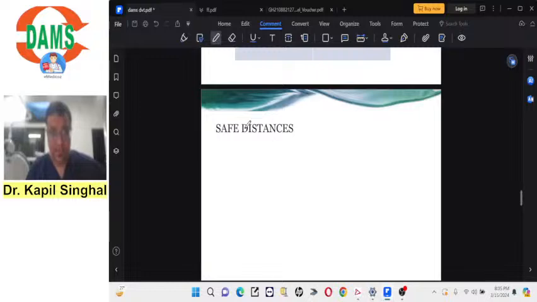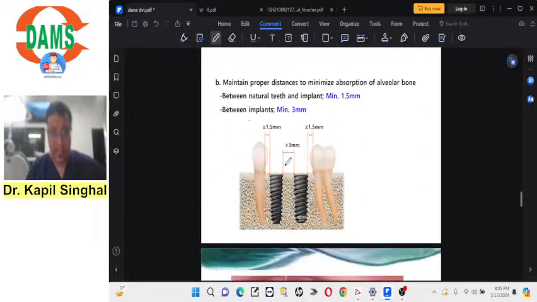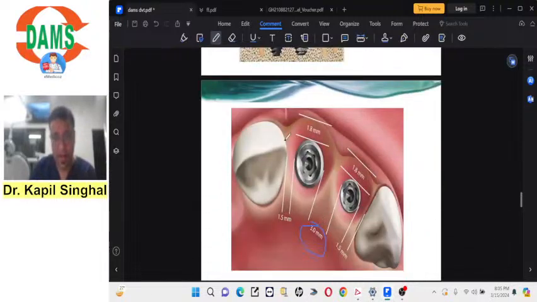Now next, safe distances. Please remember, implant and natural tooth should have a distance of around 1.5 to 2 mm. Inter-implant distance should be more than 3 millimeters. Implant to natural tooth should be at least 1.5 to 2 millimeters.